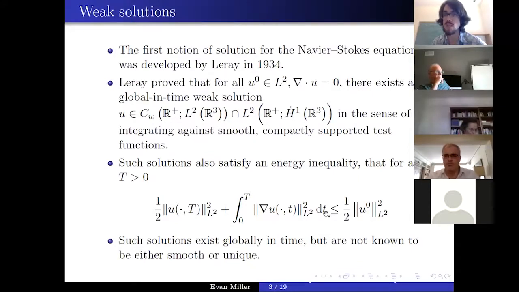But when you pass to weak limits, the way Leray proves this is he gives smooth solutions to a mollified problem and passes to weak limits. And when you pass to weak limits, you end up with an inequality because you only have inequalities in terms of the norms once you pass to weak limits. So these sorts of solutions are known to exist globally in time, what Leray called turbulent solutions, but are not known to be either smooth or unique.